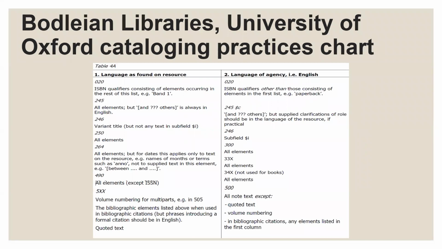This is just a chart from the Bodleian Libraries at the University of Oxford that I found. It's a chart that on the left shows the languages as they're found on the resource, and those are transcribed. And then the column on the right shows the places where it's the language of the agency.